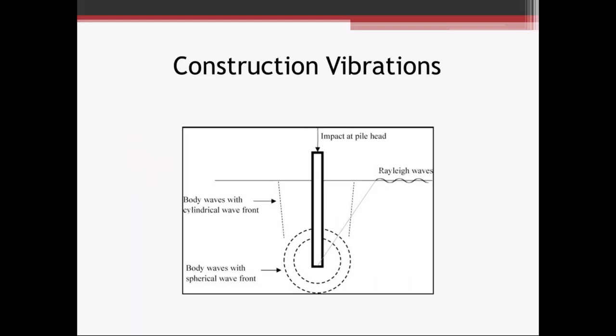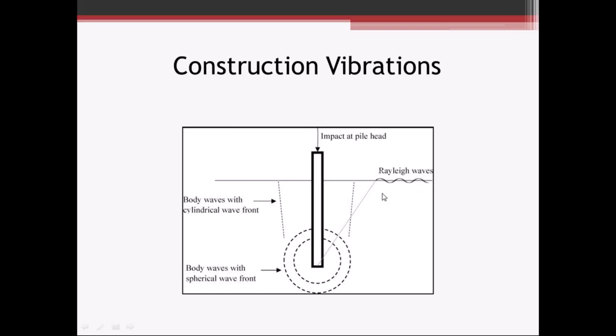I've got this diagram just to kind of show you the different wave fronts when you're driving a pile. Down here at the bottom, at the toe or the tip of the pile, you've got these spherical body waves that go out again, in a sphere. Throughout the shaft of the pile, you've got these body waves that kind of travel in more of a cylindrical wave front. And then here at the surface, that's where we've got those Rayleigh waves. And again, these are the ones where a lot of energy is transferred.